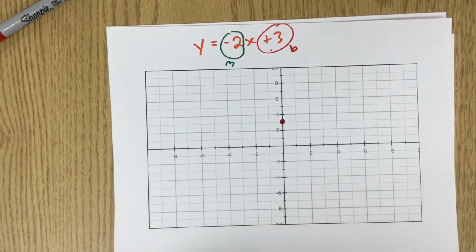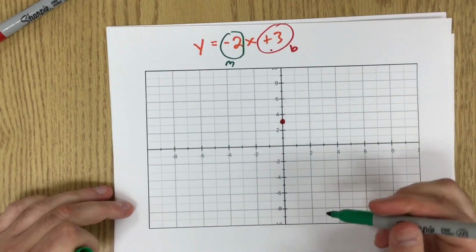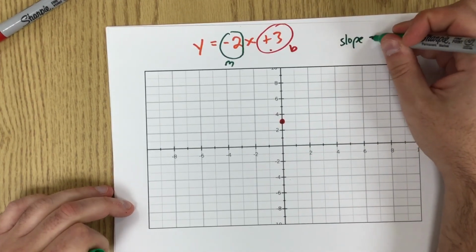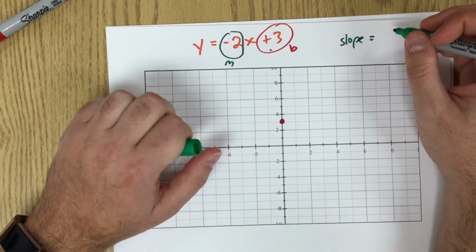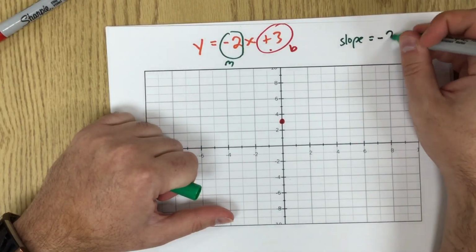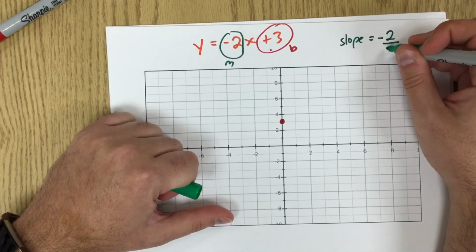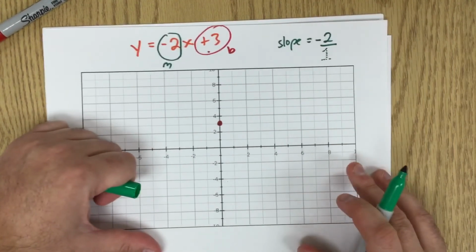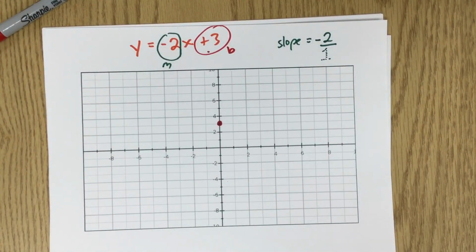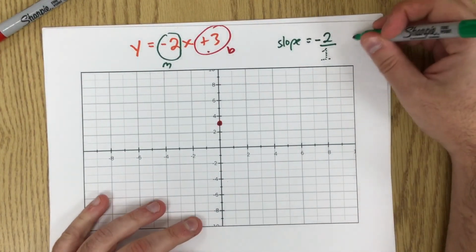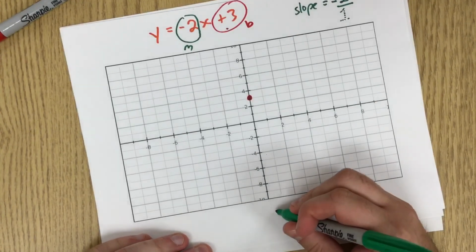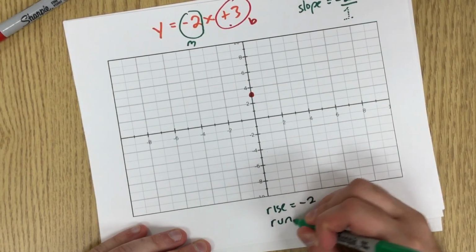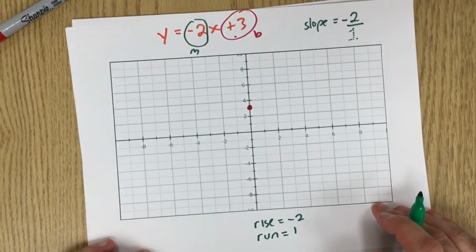Now for the slope, we have to do some figuring. Slope is rise over run. Now there's only one number here. It's -2 and there's a blank. In that case, if you don't see anything, there is something: it's an invisible 1. So the slope in this case is -2 over 1, which means our rise is going to be -2, and our run is going to be 1.